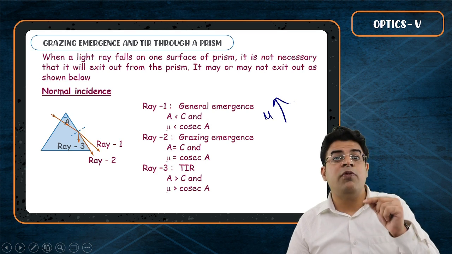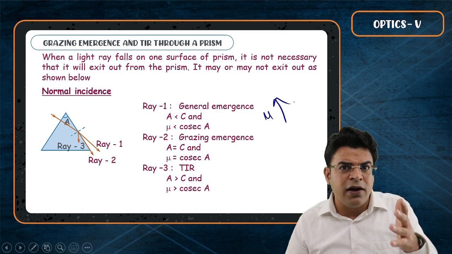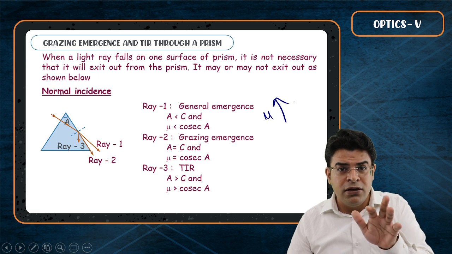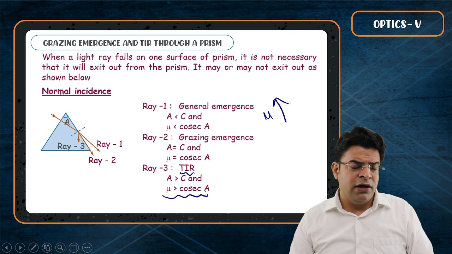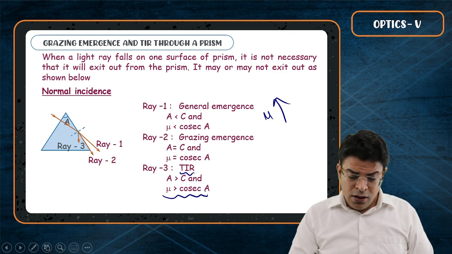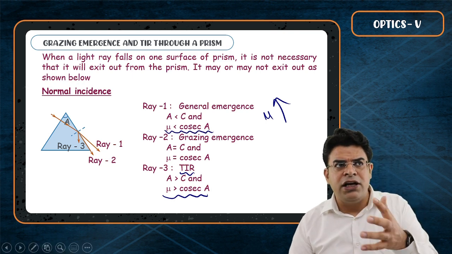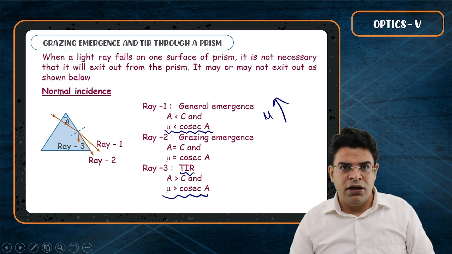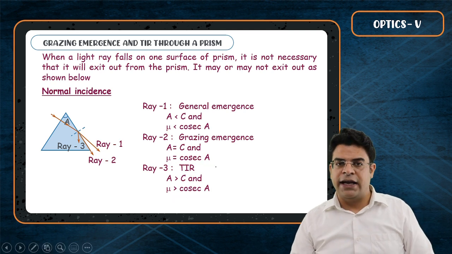So the light, before it comes out, undergoes many total internal reflections. A higher refractive index makes it difficult for the light to come out, right? For TIR, mu should be greater than cosec A. If the refractive index is greater than cosec A, the light won't come out. For general emergence, for the light to come out, the refractive index has to be less, so mu has to be less than cosec A. And for just grazing emergence, mu has to be the same as cosec A.